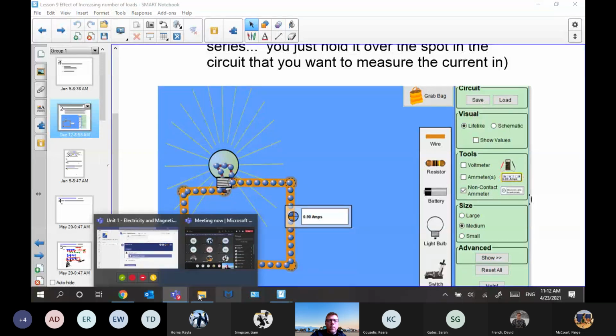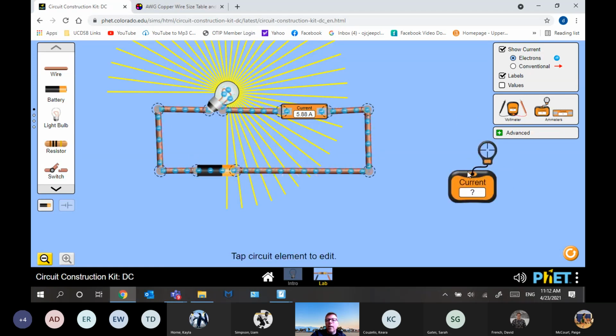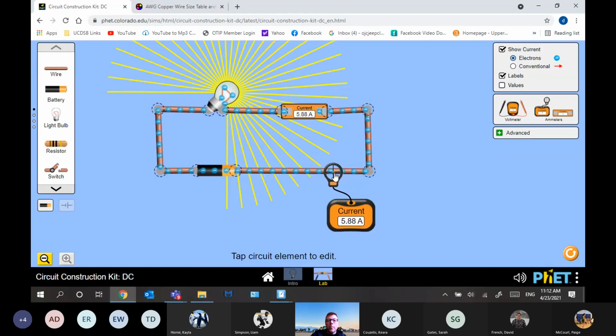Instead of having to put an ammeter in line in the circuit all the time, you can use a non-contact ammeter. You can just put the little inspection glass on the wire, and it'll say, oh, there's 5.88 amps going through that wire, right? Anywhere.